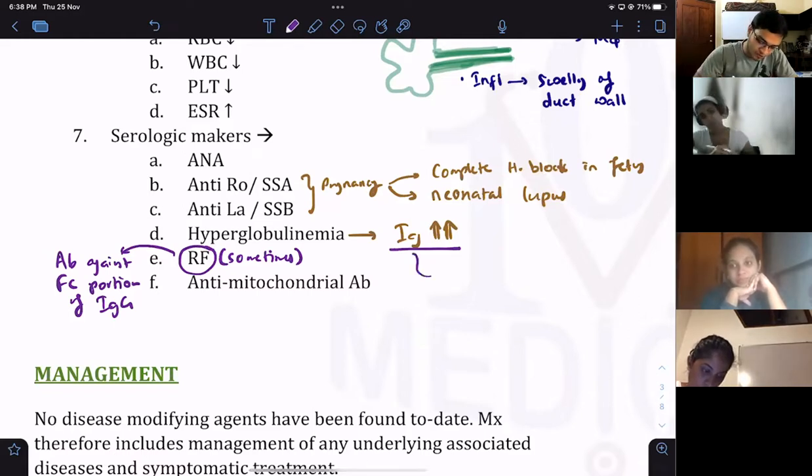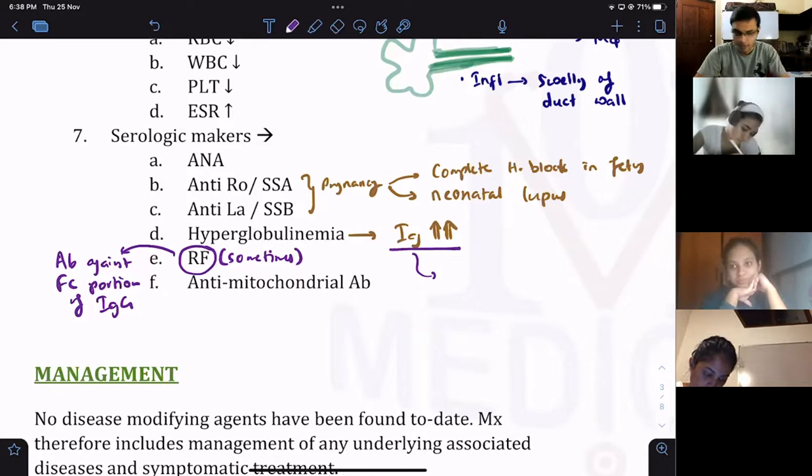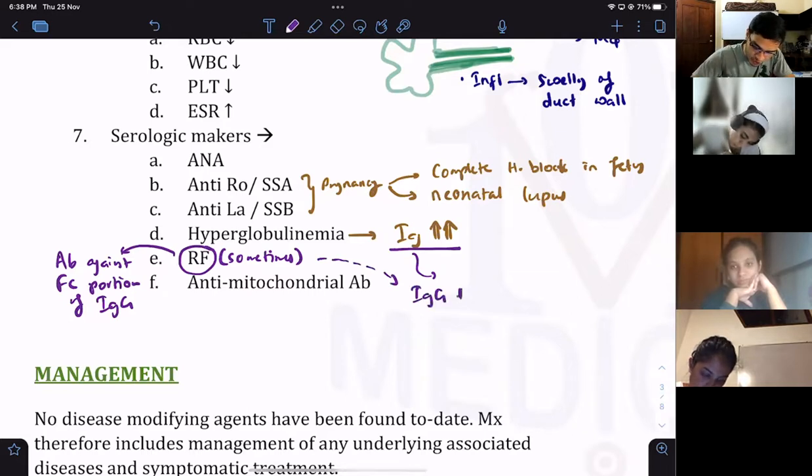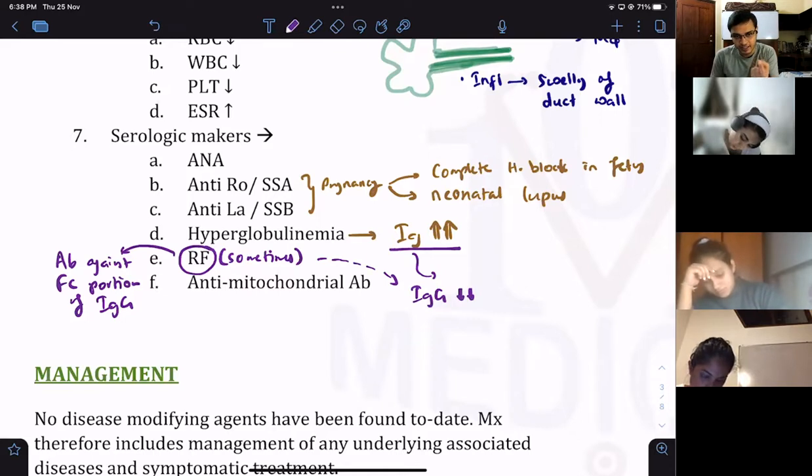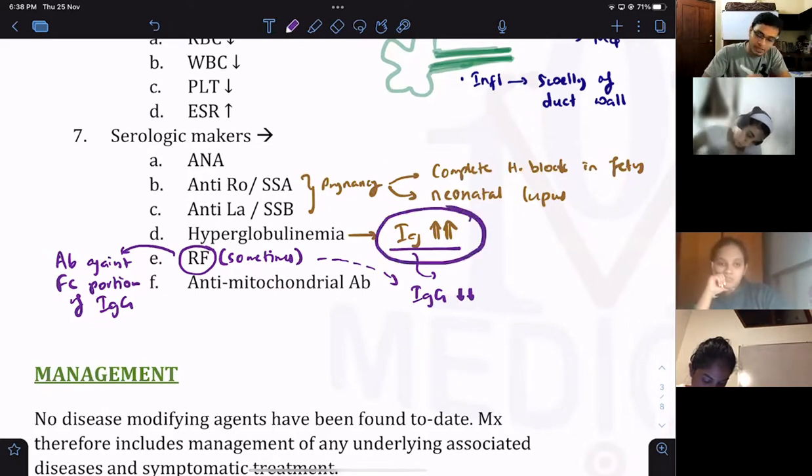That means, out of these immunoglobulins, you all know there are various types: IgM, IgG, IgA. If their rheumatoid factor is positive, what happens? The IgG subtype is going to be reduced, right? But even though the rheumatoid factor is positive, and a little bit of IgG can be reduced, overall, if you look at the immunoglobulin count, it is still going to be high.